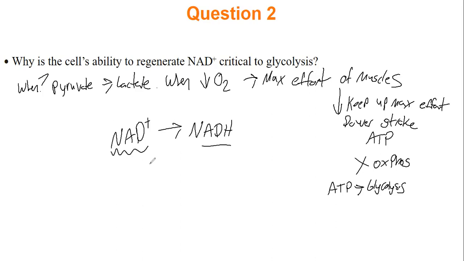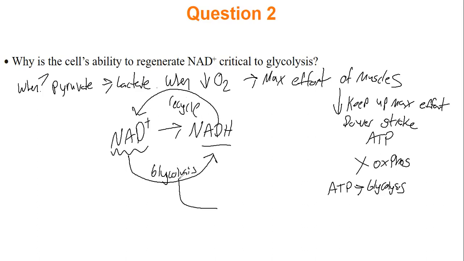So going from pyruvate to lactate is a smart way to recycle this NADH back into NAD plus. So you can make NAD plus from NADH, and through glycolysis, you make ATP. Through ATP, you keep your muscles working, and hopefully you stay alive.